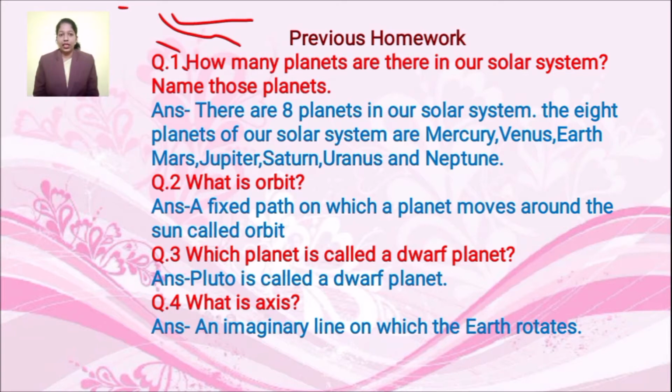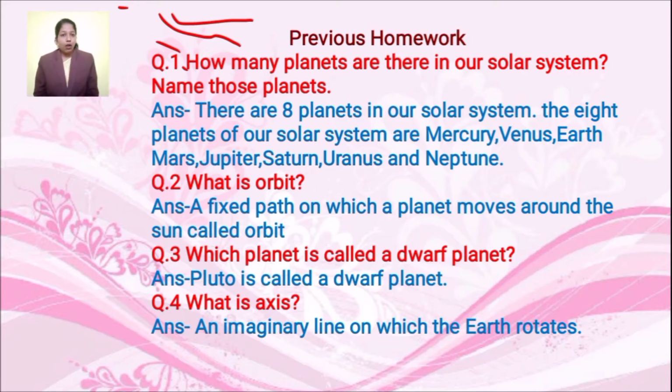Question number 3. Which planet is called a dwarf planet? Answer: Pluto is called a dwarf planet. Question number 4. What is axis? Answer: an imaginary line on which the earth rotates.